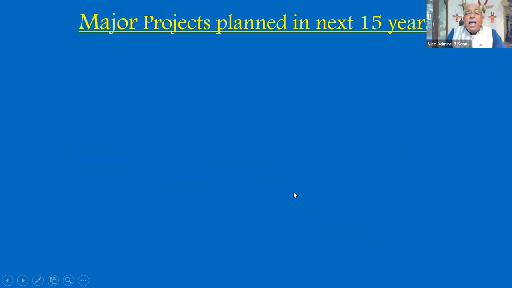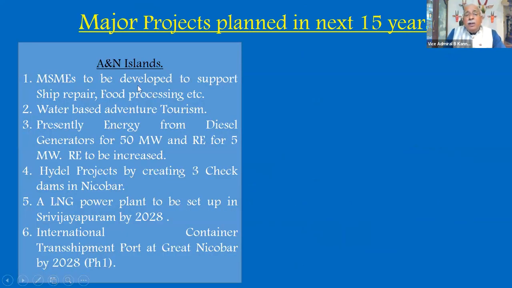So the major projects they planned is in Andaman Nicobar, they're trying to get the MSMEs to be developed because ship repair takes place there and food processing, especially fish, is being progressed there. Water-based adventure tourism, you have scuba diving, then you have people who are operating those on parachute, which is released, and you have adventure sports.